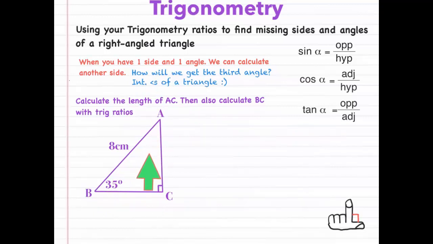But the question is not to calculate the third angle. We actually want to calculate the length of AC. And then if we have it, then we can use Pythagoras to calculate BC, but not for the purpose of today. We are going to calculate BC also with the trigonometric ratios. So let me show you how this is done.